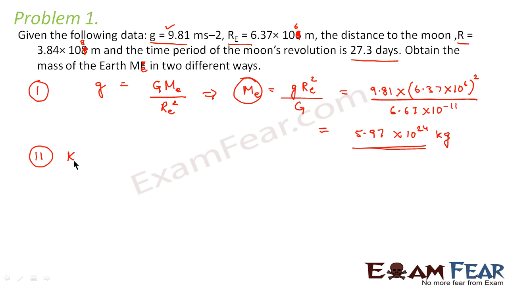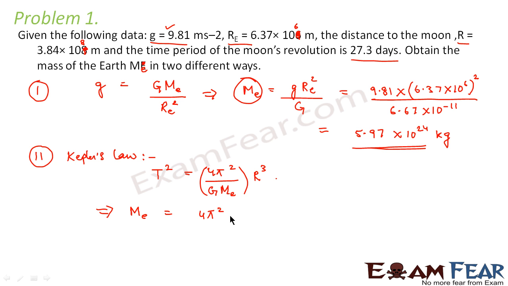In the second way, we will use Kepler's law. According to Kepler's third law, we know that T square is equal to 4 pi square divided by G me into r cube, right? This is what we studied from Kepler's third law. So from this equation, we can say me is equal to 4 pi square r cube divided by G T square. So in this also we know the value of r, we know the value of G and capital T. So we will put the values here.